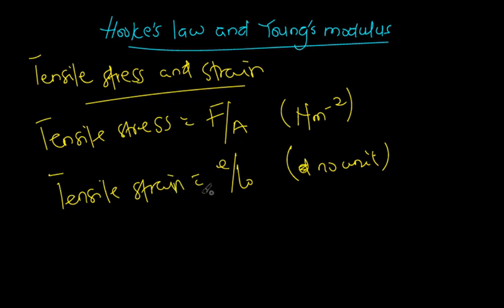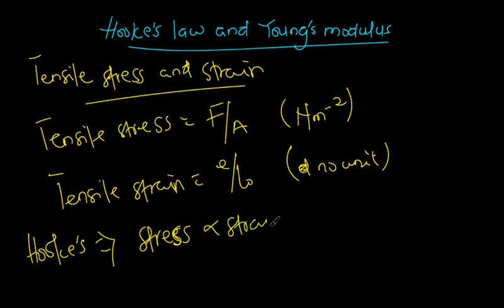Now, a new modified version of Hooke's law in Young's modulus states that provided the elastic limit is not exceeded, the tensile stress is proportional to the strain. That is, according to Hooke's law again, stress is proportional to strain. In this case, when we remove the proportionality sign, it means the stress is equal to what?